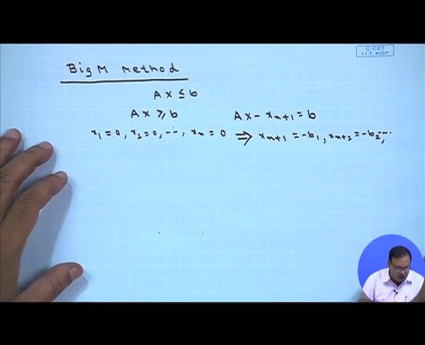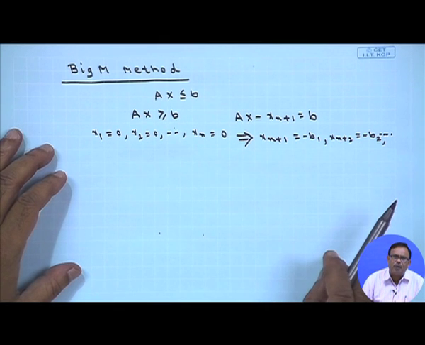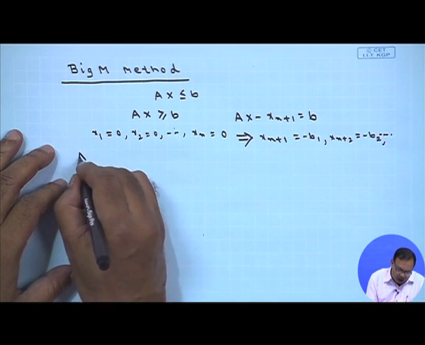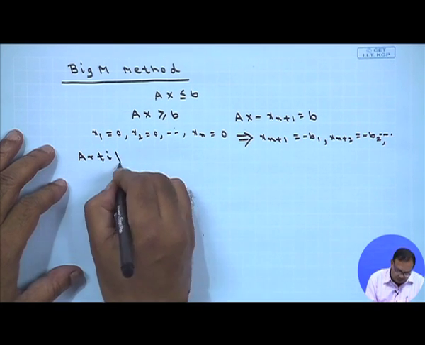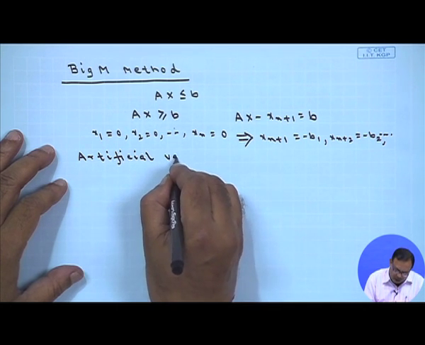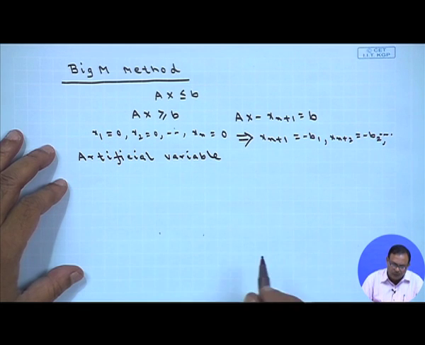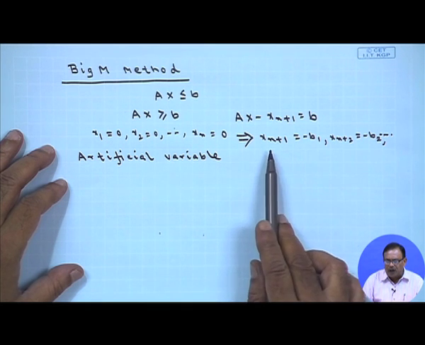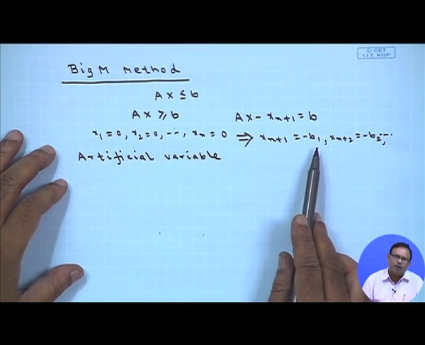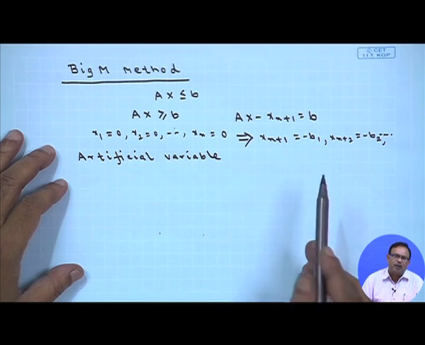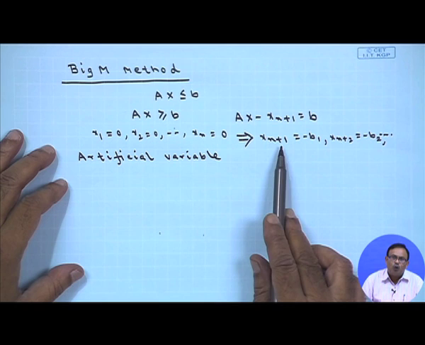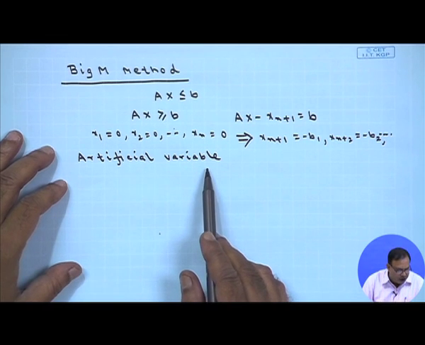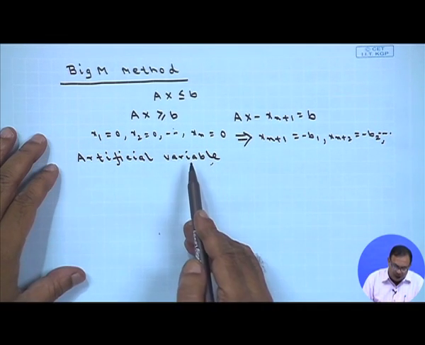To overcome this situation, for each surplus variable we add one more variable, which is known as an artificial variable. So, basically whenever you are using a surplus variable, we check that the value of the surplus variables is becoming negative, which is not acceptable. For this reason, for each surplus variable, we add one more variable, which is known as an artificial variable.